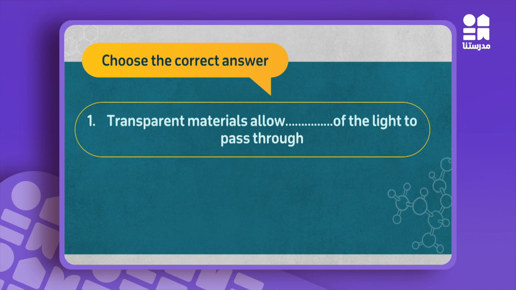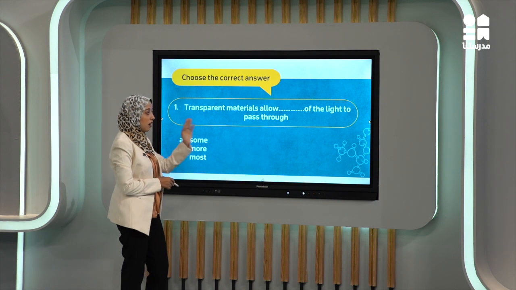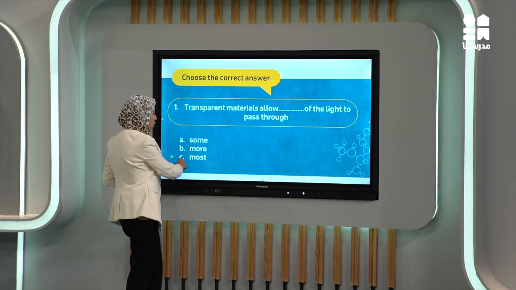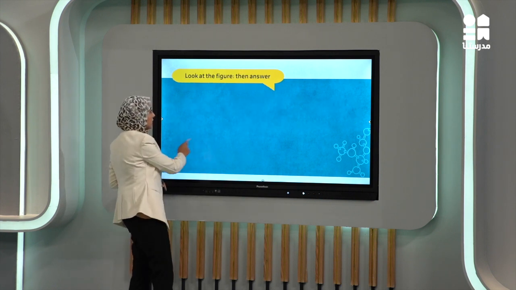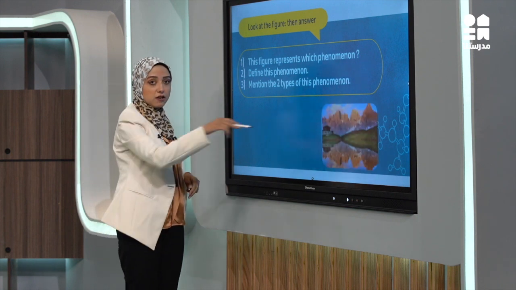Okay, transparent materials allow what of the light to pass through? In here, choose the correct answer. So, transparent materials allow some more or most of the light to pass through. Transparent allow most of the light to pass through it. Okay, so now look at the figure, then answer in this figure.